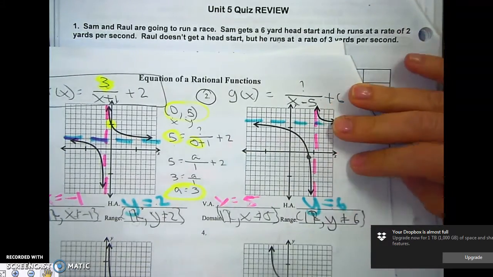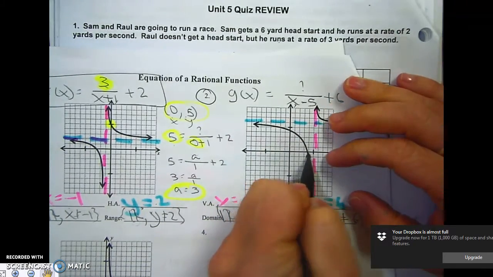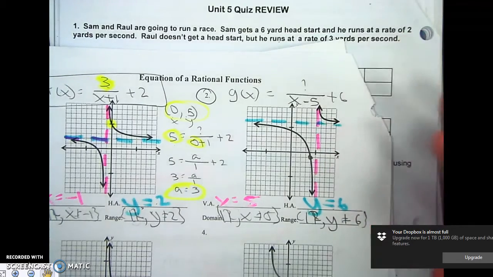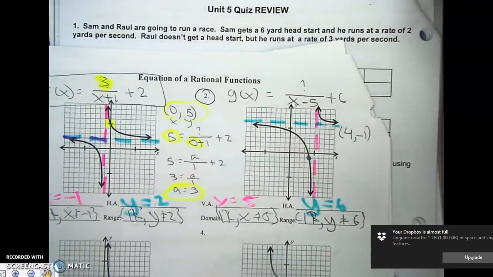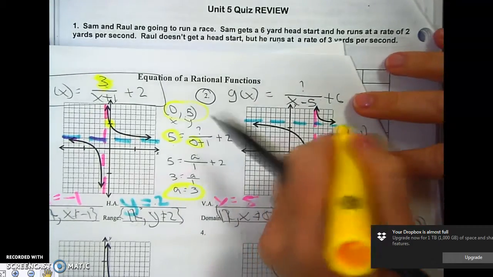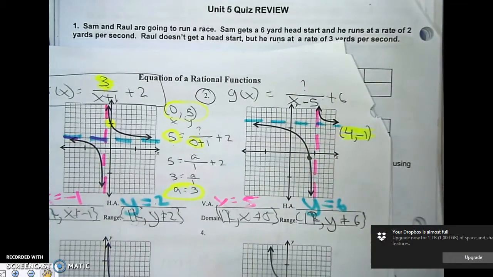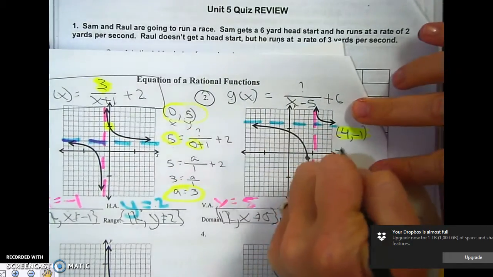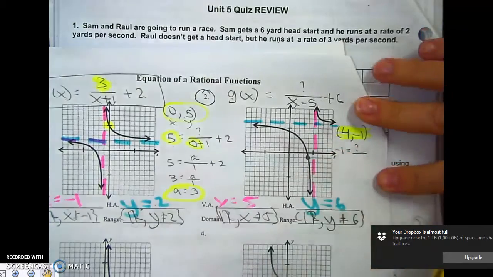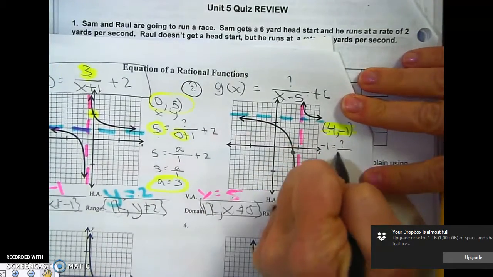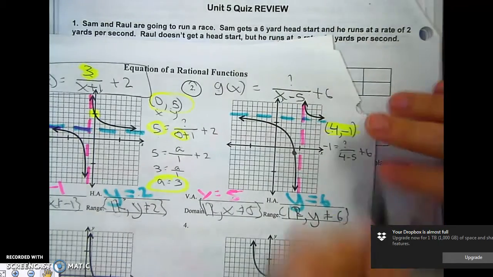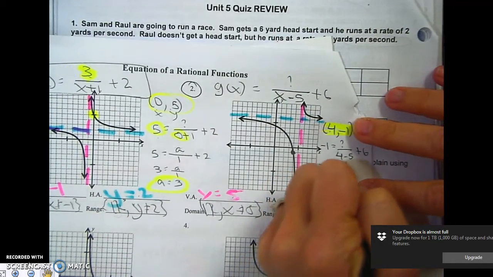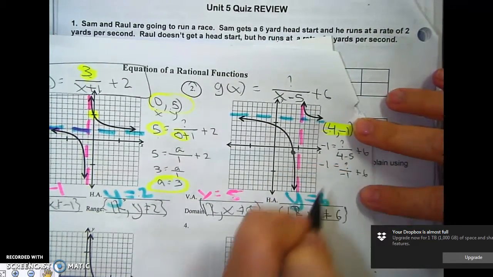Okay? And let's be honest, if it looks like that one looks close, but I know it's not, as long as you show me your work and it makes sense to me, it's fine. Okay? So 4, -1. I'm going to rewrite that. It means -1 goes in for y equals question mark over my x, which is 4 minus 5, plus 6. Okay? So -1 equals question mark over -1 plus 6.